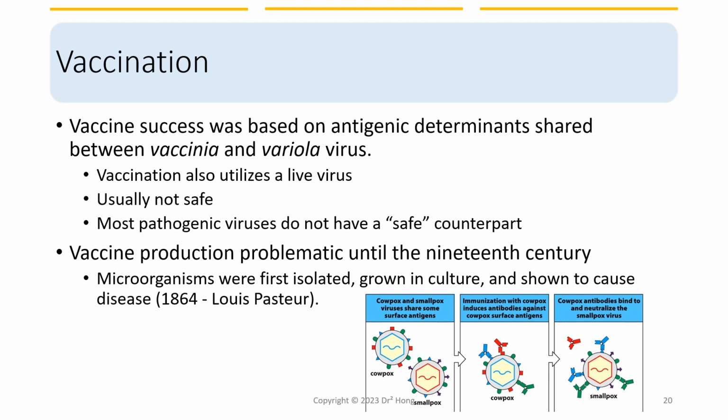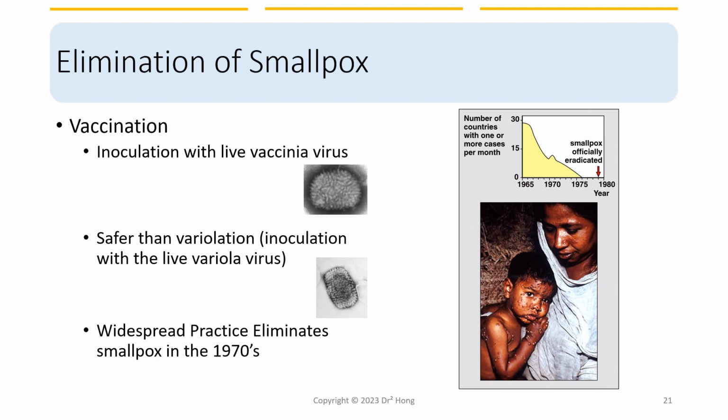Most pathogenic viruses also do not have a safe counterpart, and vaccine production was also problematic until well into the 19th century. That was when microorganisms were first isolated, grown in culture, and shown to cause disease. Nevertheless, vaccination with live Vaccinia cowpox virus was much safer than inoculating with smallpox virus. The widespread practice eliminated smallpox in the 1970s, but there was some luck involved.